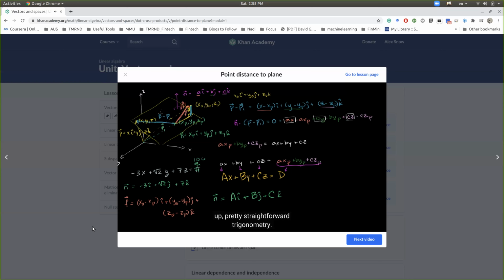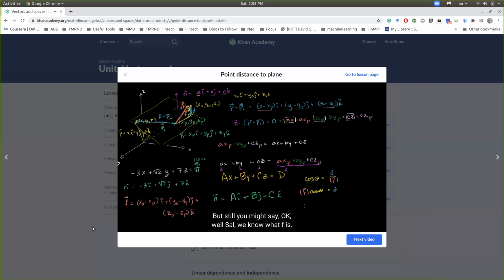We could use some pretty straightforward trigonometry. If the distance in question is d, we could say that cosine of theta is equal to the adjacent side over the hypotenuse. D is the adjacent side, so it's equal to d over the hypotenuse. Well, the hypotenuse is the magnitude of this vector, the magnitude of the vector f. Or we could say the magnitude of the vector f times the cosine of theta is equal to d, just multiplying both sides by the magnitude of the vector f.